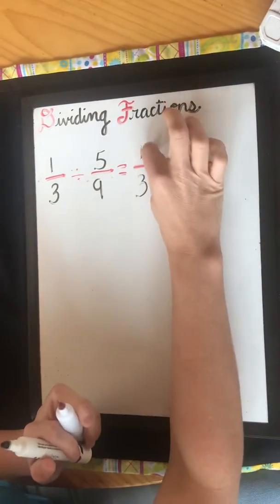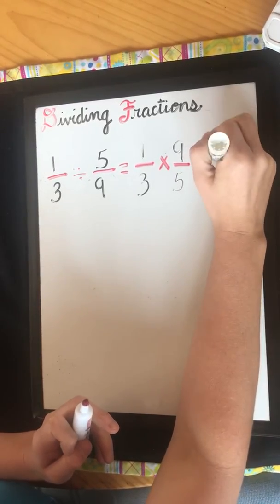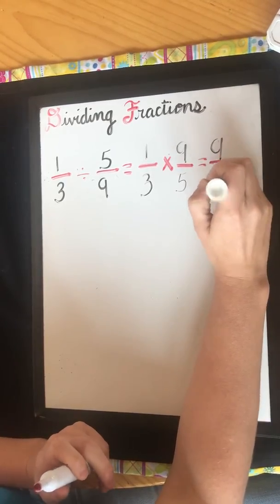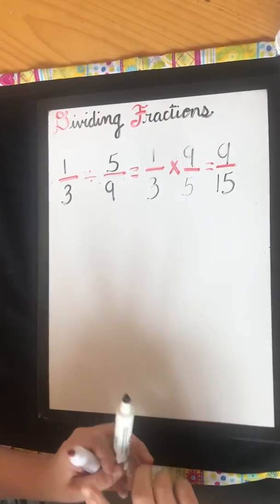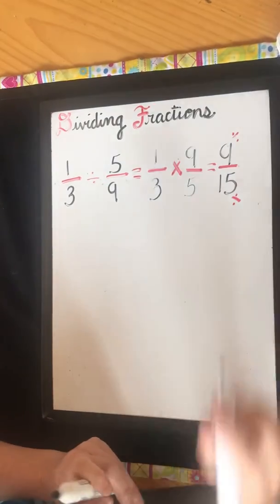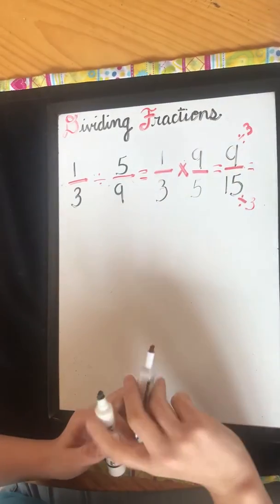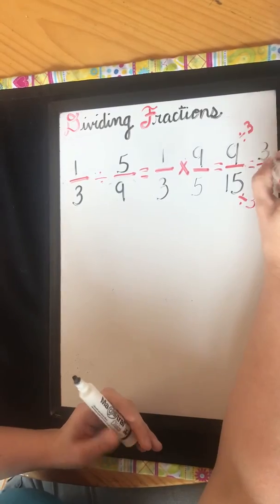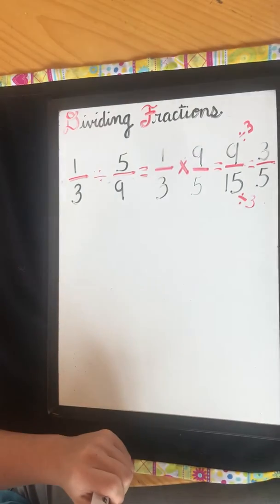So here we have 1 times 9, which is 9, and 3 times 5, which is 15. And then remember, we always have to simplify our answer. So 9/15, we have to think of what is a common factor that we can divide both of those by. The common factor is 3. So 9 divided by 3 is 3, and 15 divided by 3 is 5. So 1/3 divided by 5/9 is equal to 3/5.